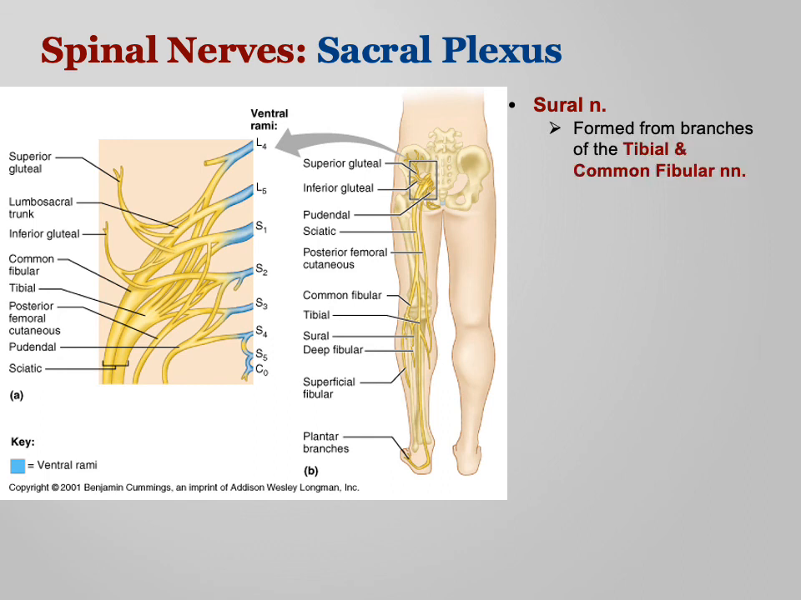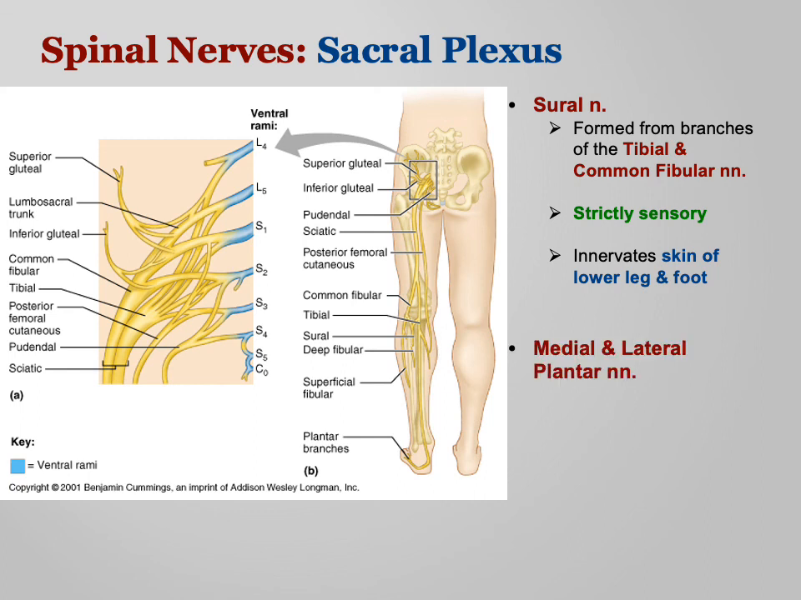So it's formed from branches of tibial and common fibular nerves. It's strictly sensory. We've seen a few strictly sensory ones, haven't we? What ones have you seen so far? Saphenous, remember? All right. And there was another one. Think of that. Remind yourself. This is going to innervate skin of the lower leg and foot. And then the medial and lateral plantar nerves innervate muscles of the foot, and that's all there is to it. All right.